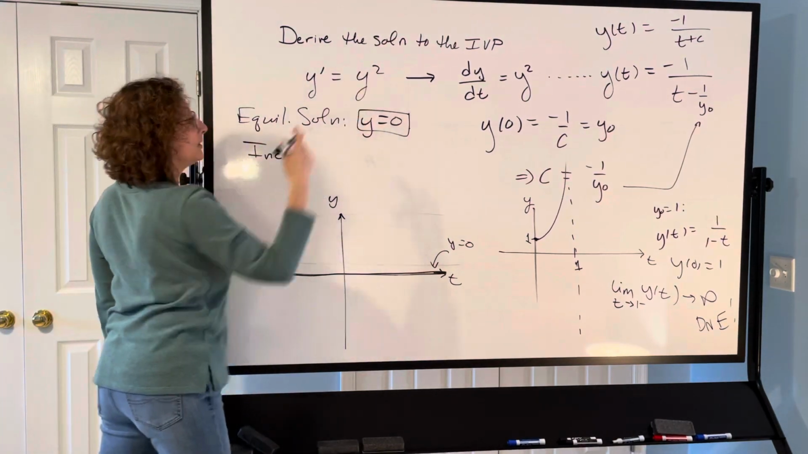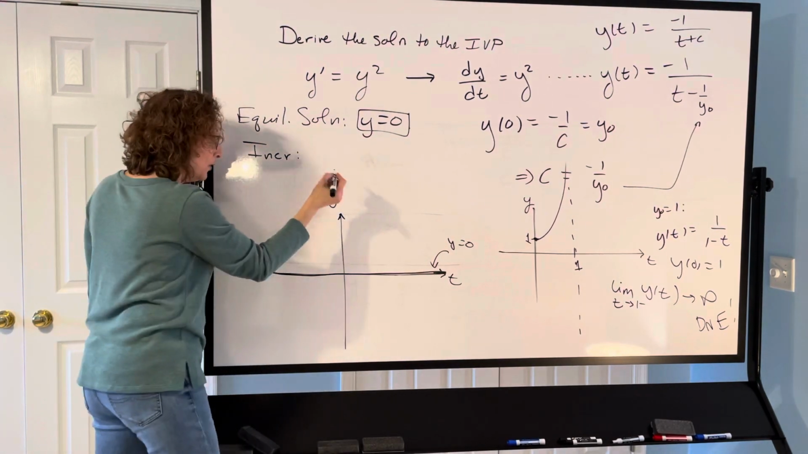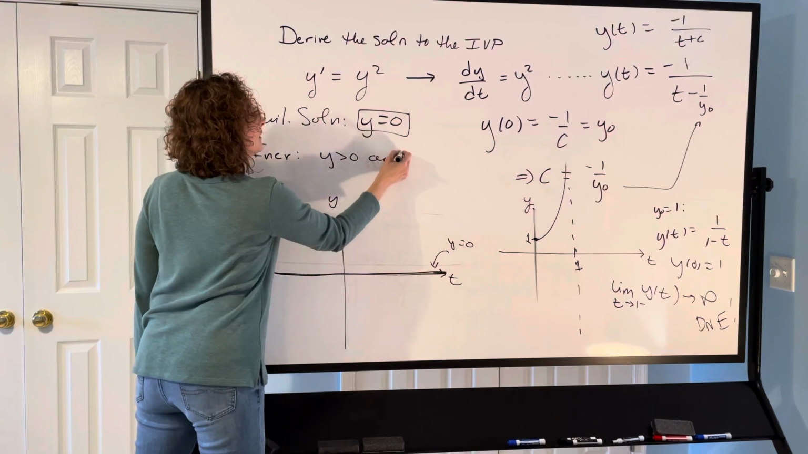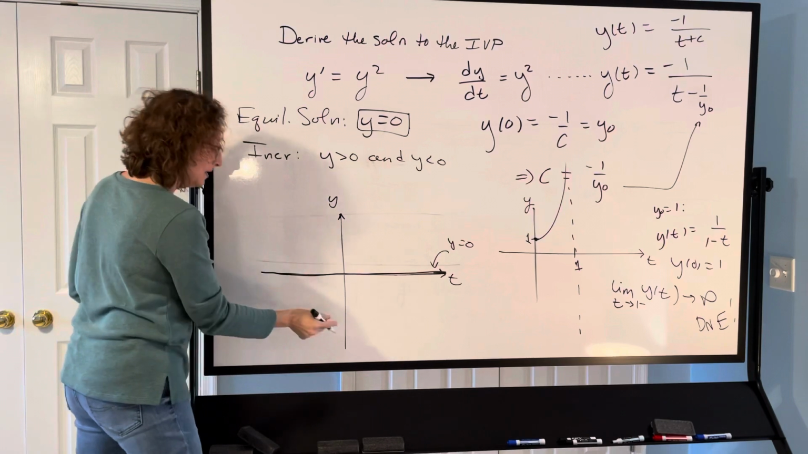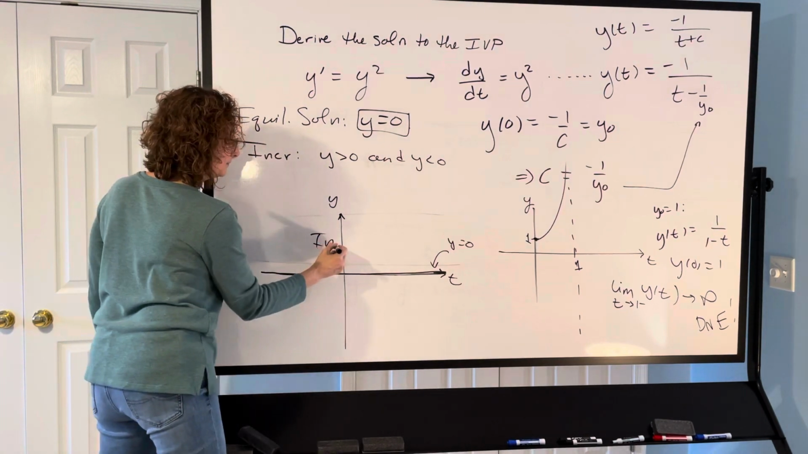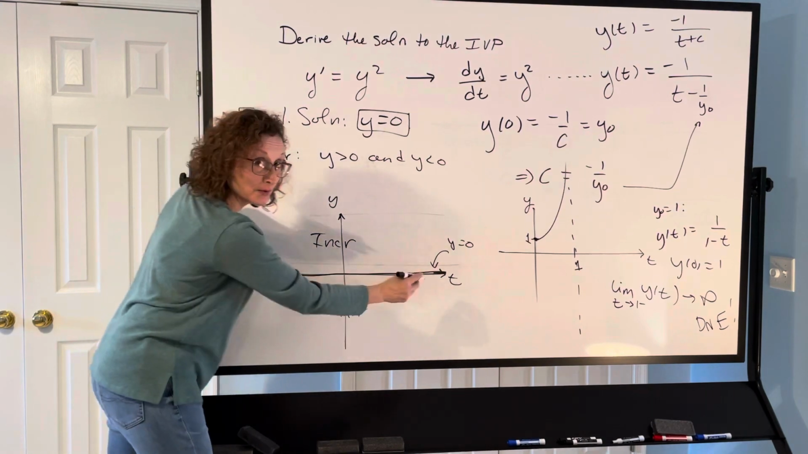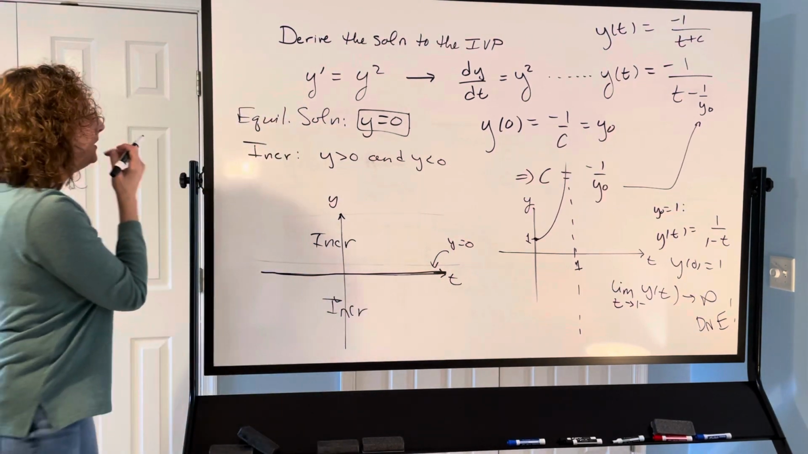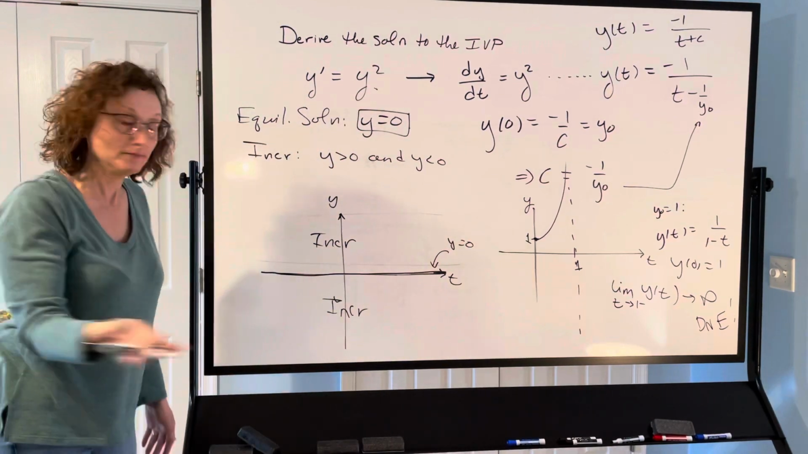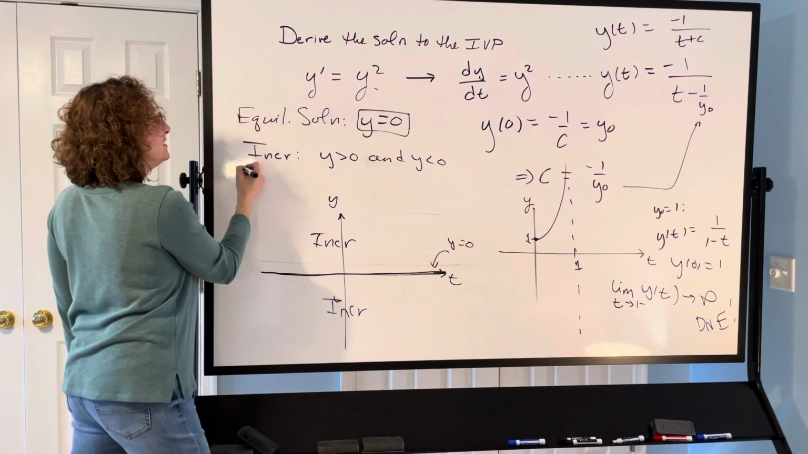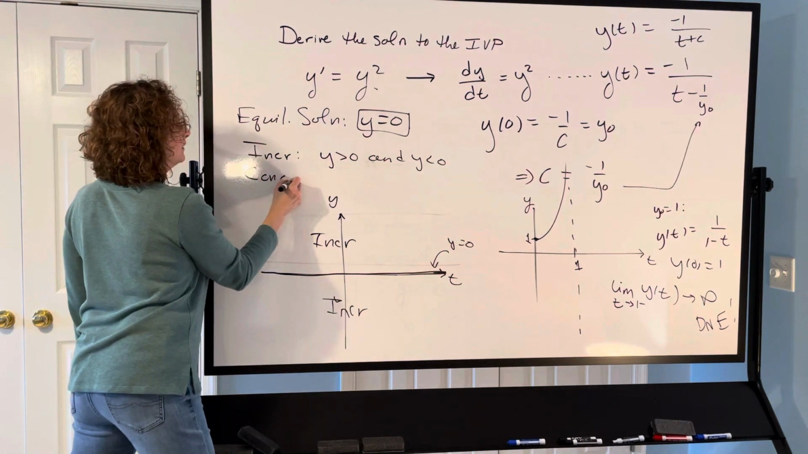Well, y squared is always positive, right? So it's increasing for both y positive and y negative, because we have 2 regions. Y positive we're increasing, y negative we're increasing. But we cannot cross the equilibrium solution, because this equation satisfies Picard's theorem. And so, then what about concavity?